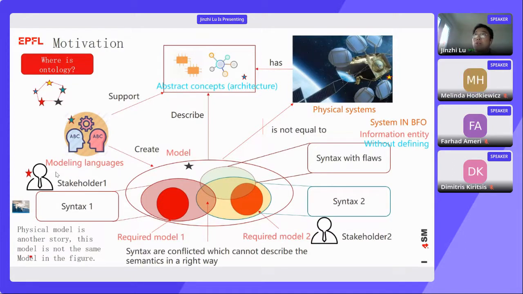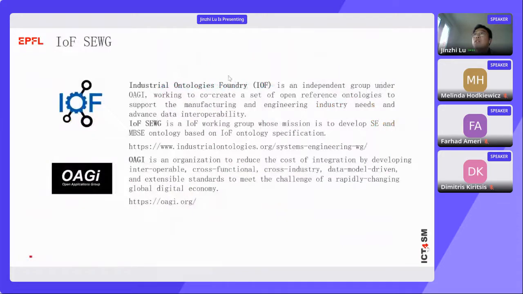But the problem is that the model itself is a virtual entity, the physical system itself is a physical entity, and the abstract concept is another type of entity. I mean, the abstract concept, the physical system and the models are totally different. So in this situation, we should use ontology to represent the physical system, the virtual system, and their concepts, and give meaning to the virtual system and the physical system.